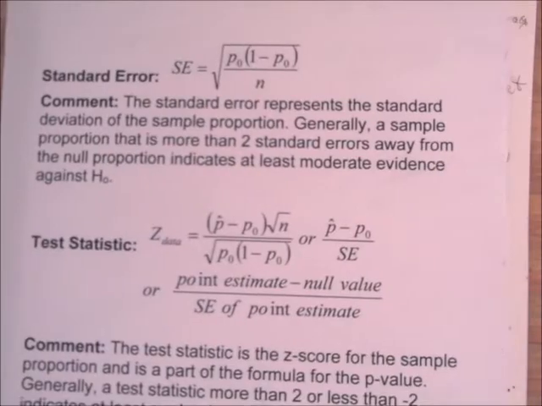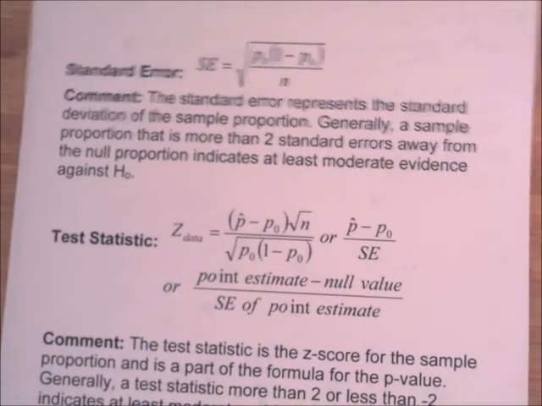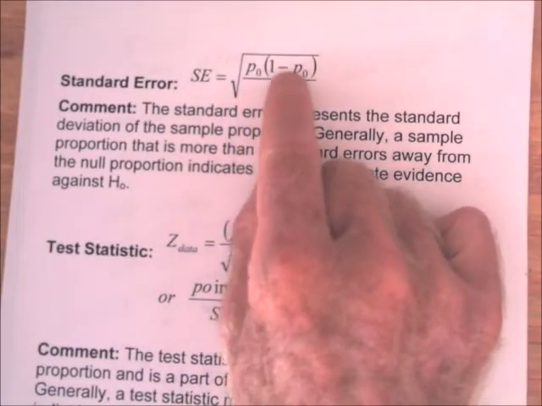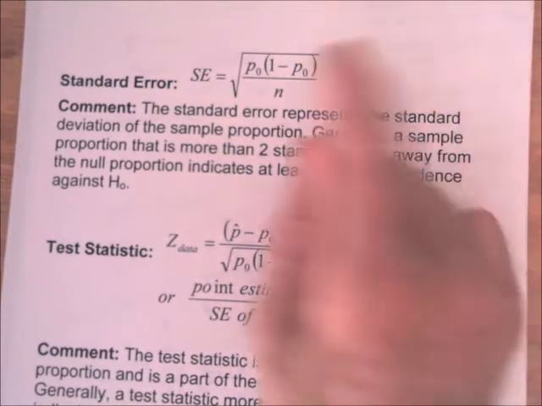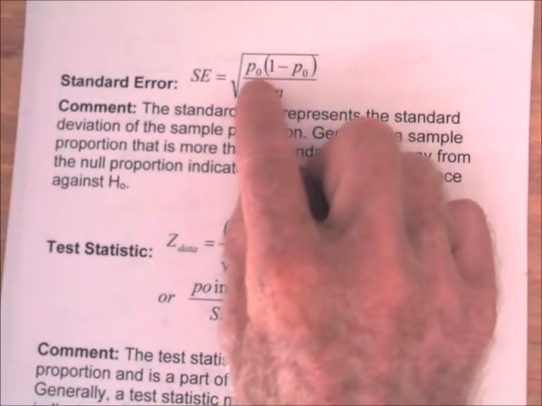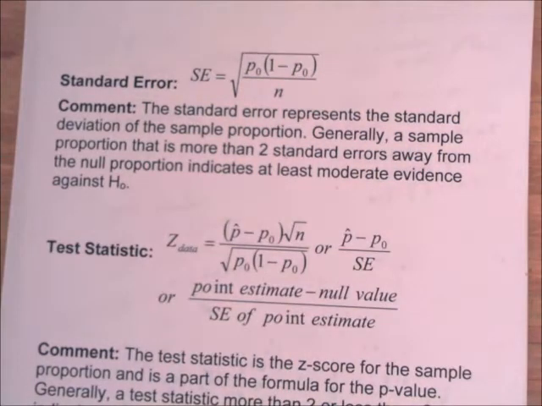but if you're just computing the test statistic, you need the p hat first. Okay, so the formula for standard error, if you're going to compute the standard error separately, it's part of the formula for the p-value, but if you want to compute it separately, this is the formula there, and it represents the standard deviation of the sample proportion. So square root of p0 times 1 minus p0 over n. p0 is the value of p under the null hypothesis.